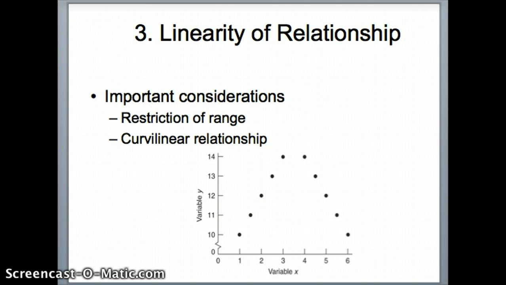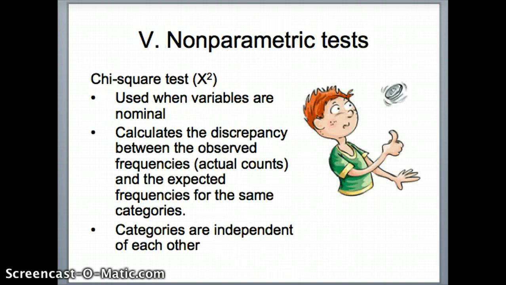And so in the end, it might look like there's no relationship between the two variables, when in fact there is if you sampled the full range of potential scores on those variables. So when you're doing correlation, just be sure that you are aware of the potential for curvilinear relationships and restriction of range, both of which will underestimate the correlational value or relationship between two variables, or in the case of a curvilinear relationship, it's really not the best way to assess that relationship.